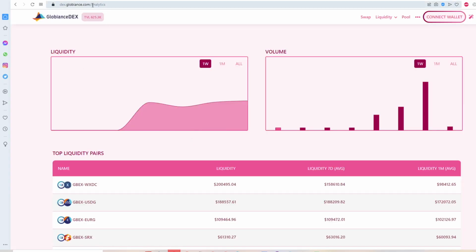There's also an analytics page, dex.globiance.com/analytics. So there you can, let me upload. You see the liquidity for the whole as a total. Currently it's logically not too much because it's only 3 days. But we have already, as you can see, roughly 638k US dollars. So over $500,000, that's already quite good.